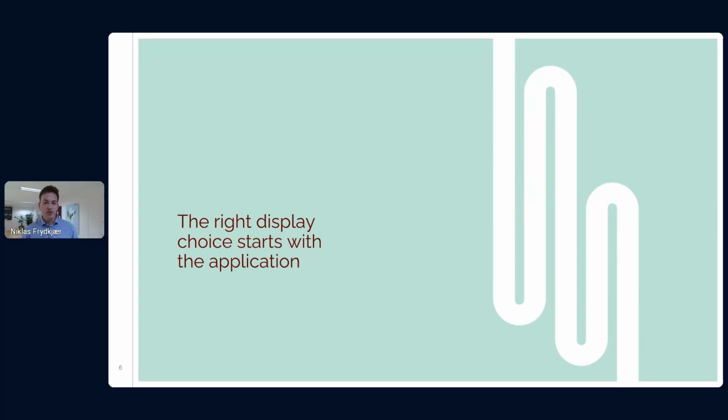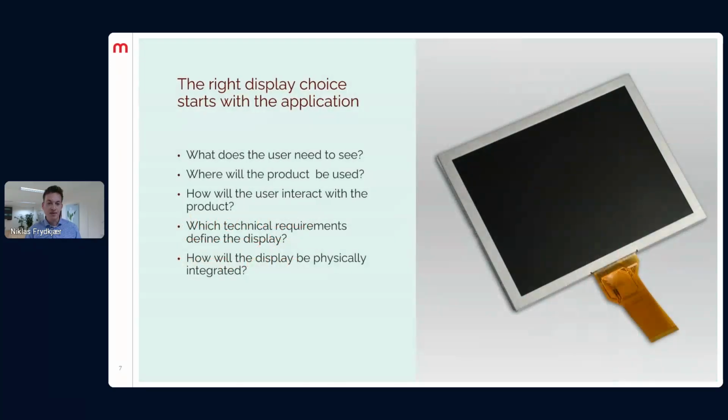So how do we choose the right display? The starting point is not the display itself. The starting point is the application. There are a few practical questions that are useful to ask early in the project. What does the user need to see? Is it simple text, symbols? Do you need graphics, or colors, or dynamic information, or visual feedback?